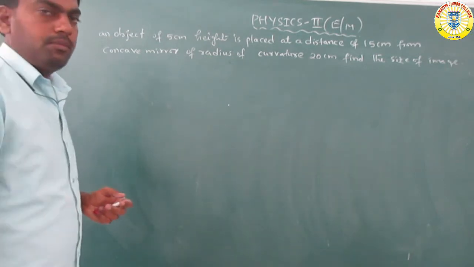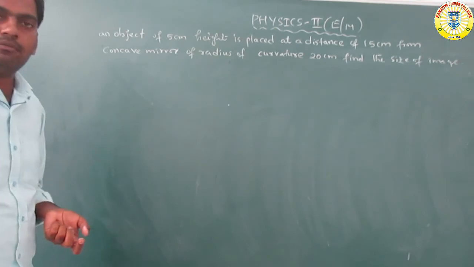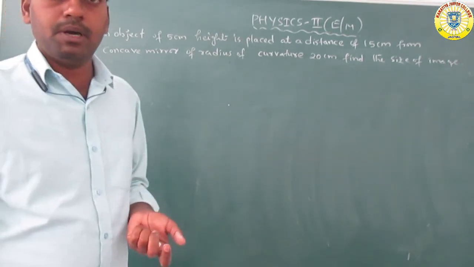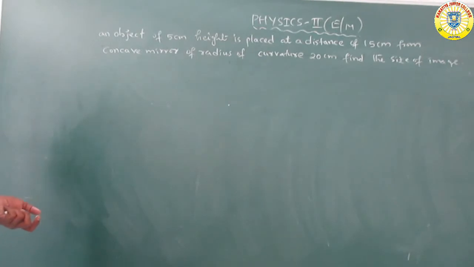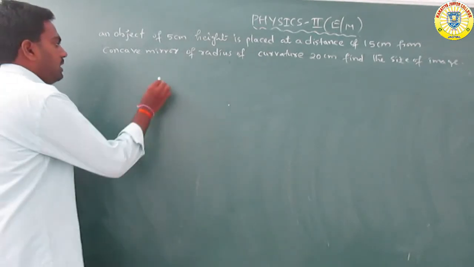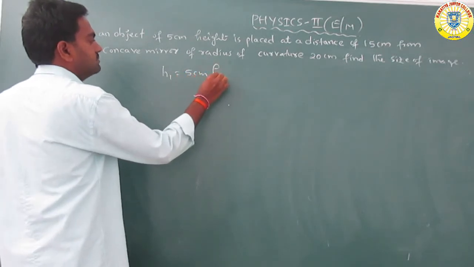Okay, so the given problem is based on the mirror equation. 1 by f is equal to 1 by v plus 1 by u. Got it. Here the given information is an object of 5 centimeters height, so h1 is 5 centimeters.